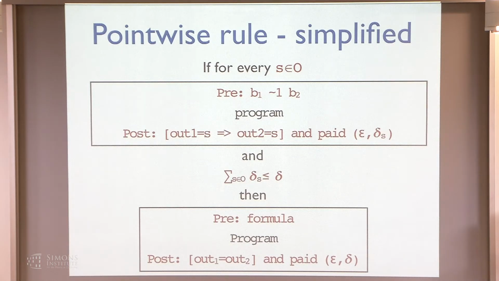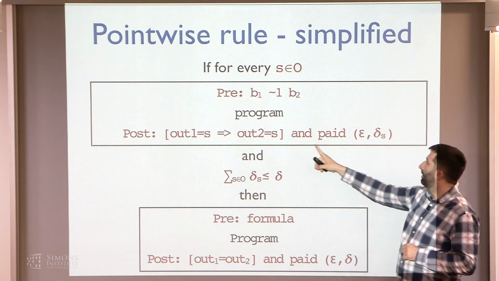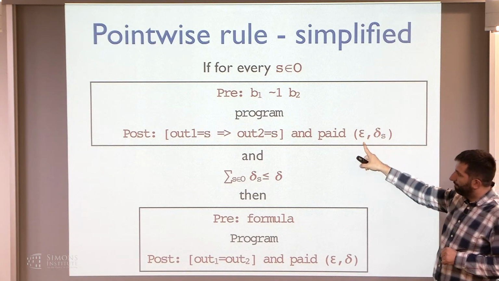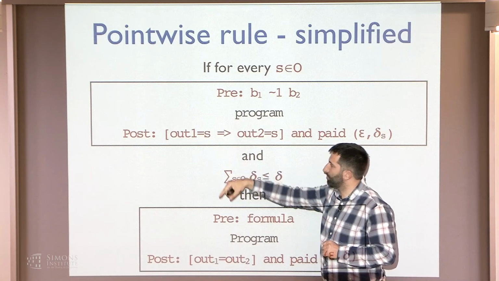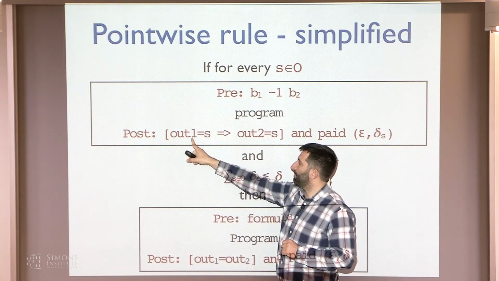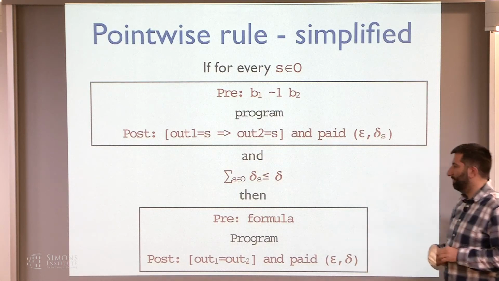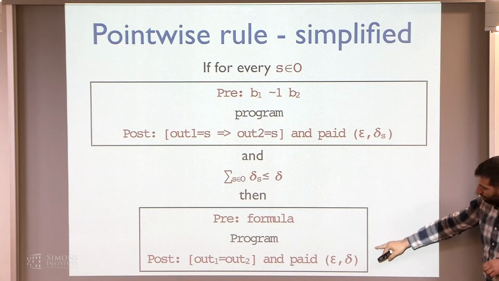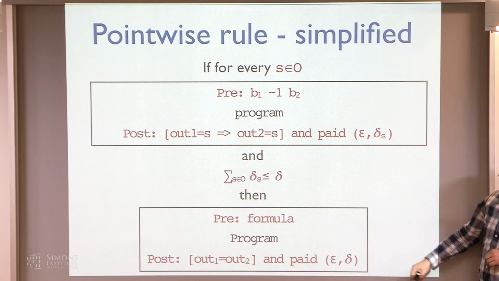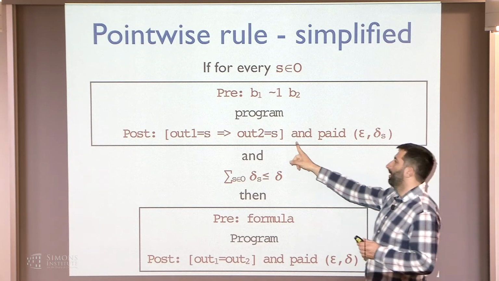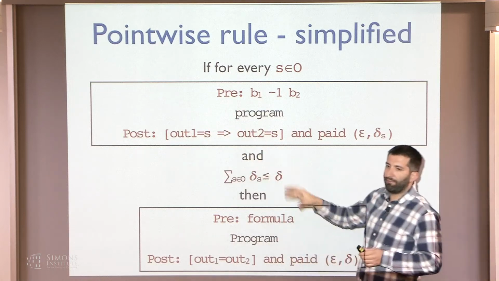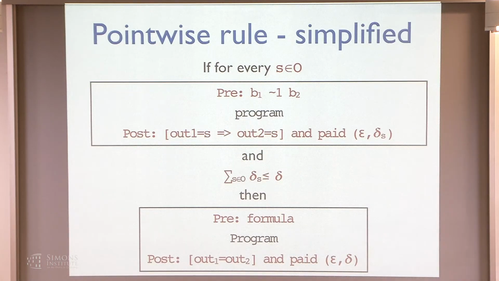But now we can internalize this also in our proof, so we can say that if for every S we are able to show that we pay something, and we have this postcondition that says if the first output is equal to S, then also the second output is equal to S, then we can prove the overall program differentially private. Now, this postcondition is a detail. I'm happy to explain why it has exactly this shape if you want later.